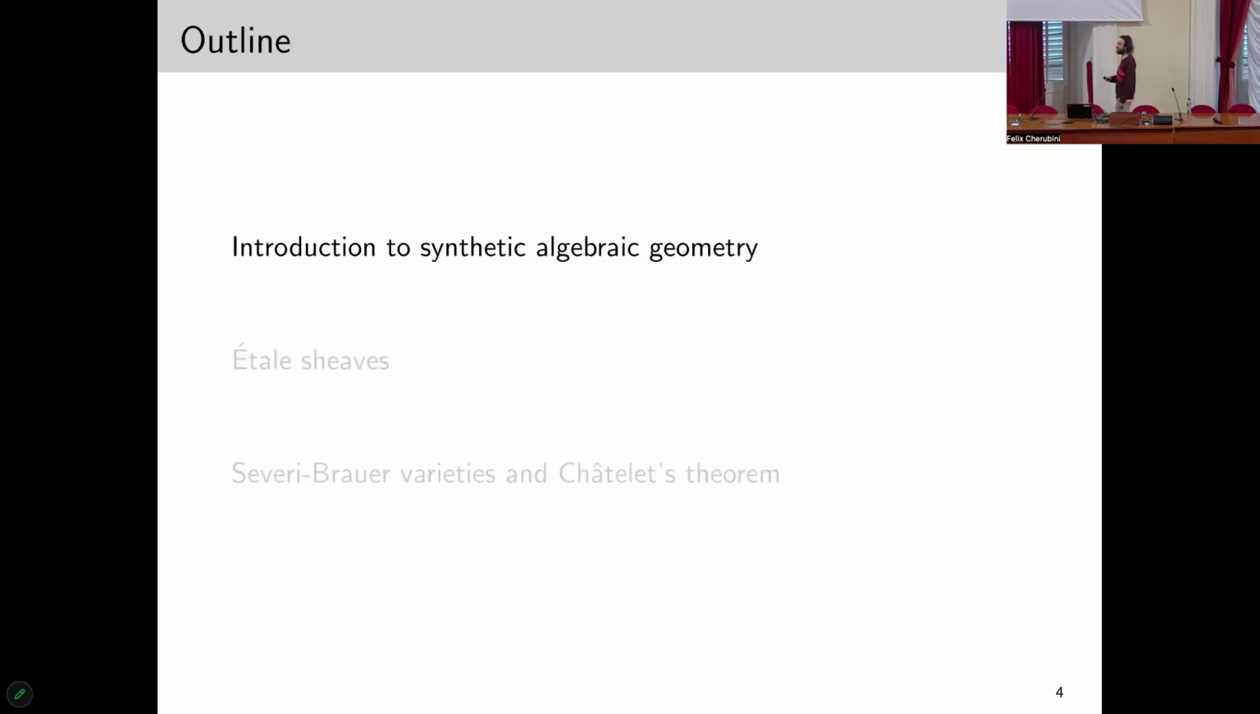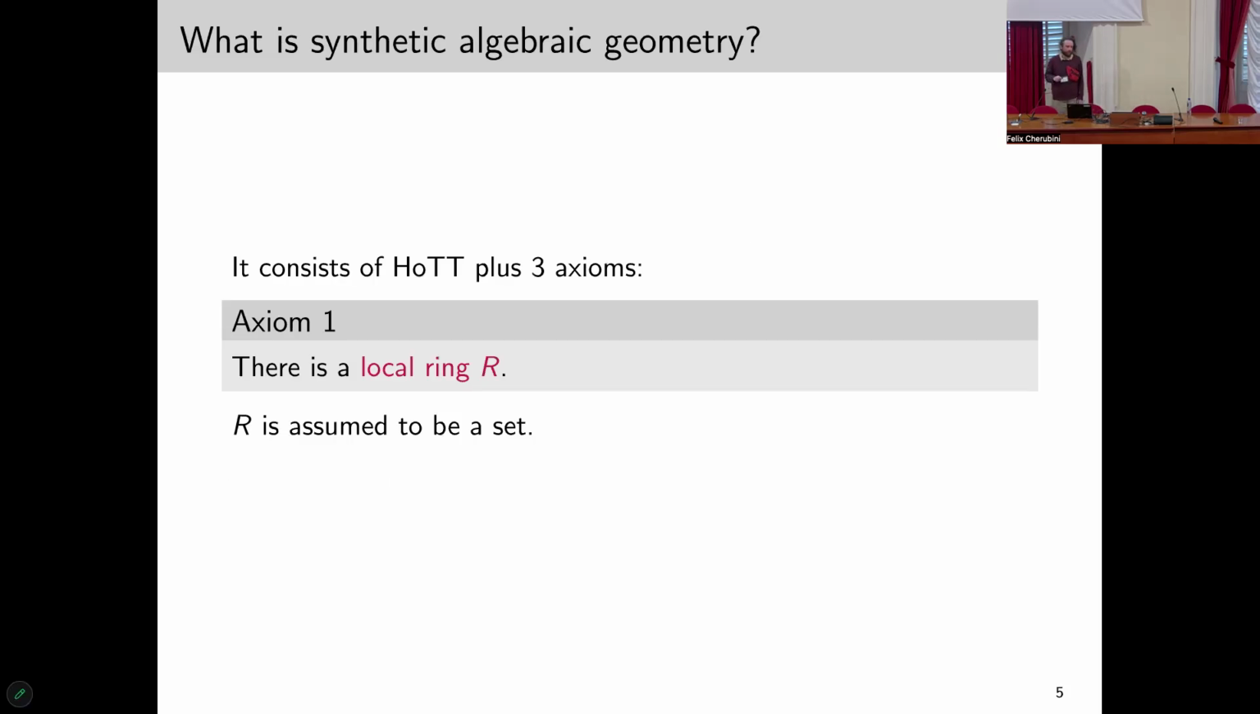So let me introduce synthetic algebraic geometry. It consists of homotopy type theory with 3 axioms. The first one is very simple. You have a local ring R. We want to study roots of systems of polynomials, so we assume a ring and we will look at polynomials with coefficients in this ring, right?